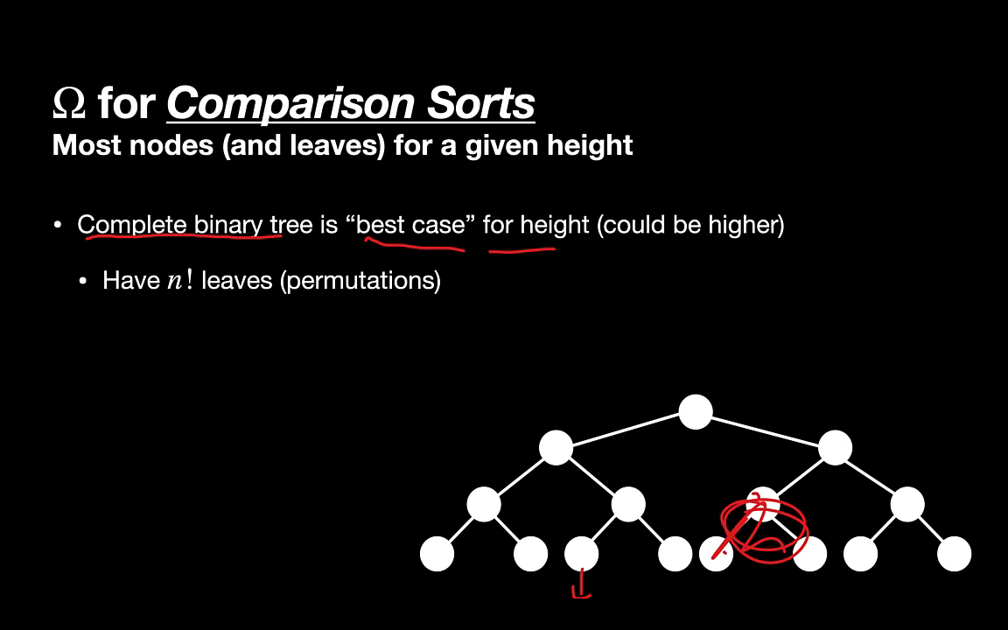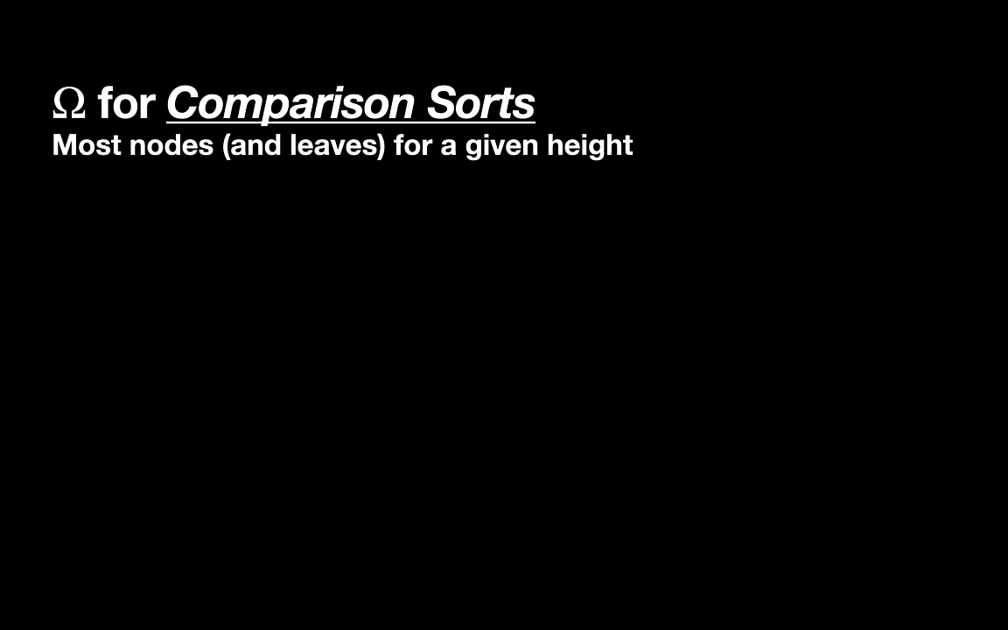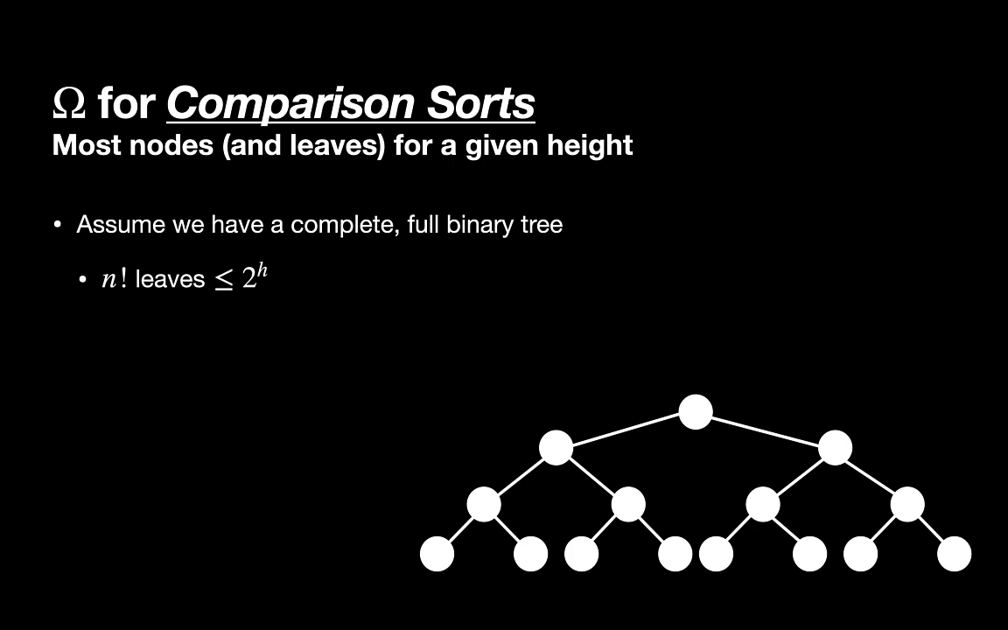Okay, we've also identified that the leaves will represent our different permutations of our data, and we'll have n factorial leaves. So the number of leaves is less than or equal to 2 to the h for the complete binary tree, and we've got n factorial leaves. And the overall height will be the number of comparisons needed for some worst case set of input data. So we've got this complete full binary tree: n factorial leaves is less than or equal to 2 to the power of h.